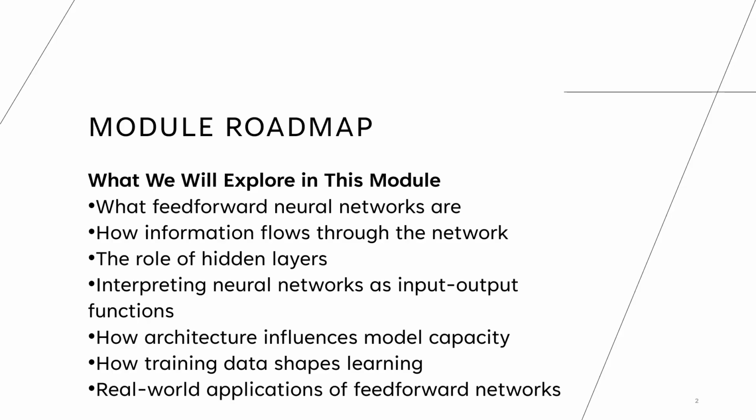After that, we will learn how to interpret neural networks as input-output functions that transform information into predictions. We will then discuss how architectural choices, such as the number of layers and the number of neurons, influence the capacity of a model. We will also examine how training data shapes what the network ultimately learns. Finally, we will look at several real-world applications where feed-forward neural networks are commonly used. This roadmap will guide our exploration of how feed-forward networks transform data into predictions.